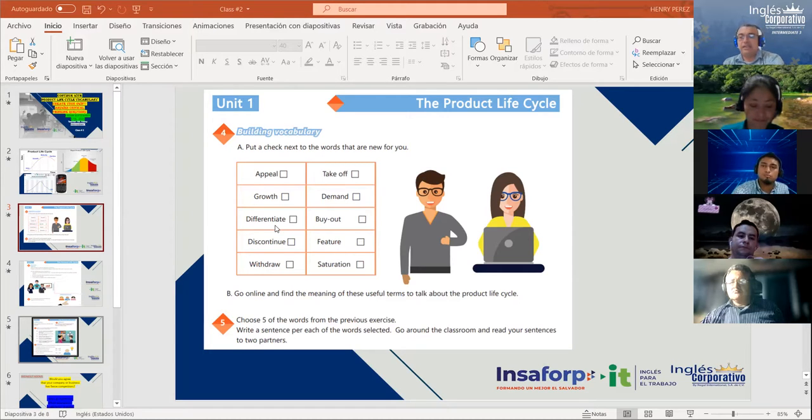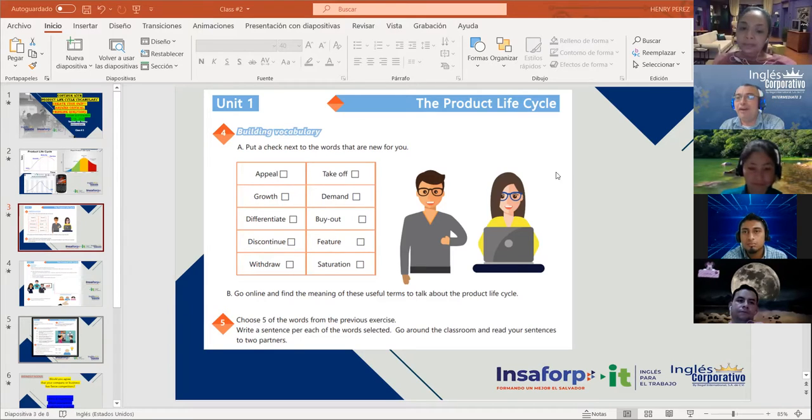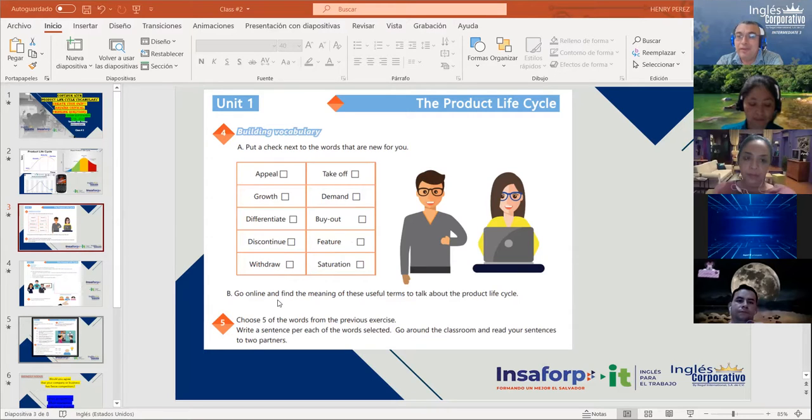What about differentiate? Can someone give me something? Flor? Go ahead, Flor. Okay, it involves identifying and communicating the unique qualities of a product or company while highlighting the distinct difference between that product or company and its competitors. Excellent. Well done. A very good definition, very technical. Excellent job, Flor. Yes, that is correct. I can't add anything else because that was a very analytical definition. Thank you, Flor.